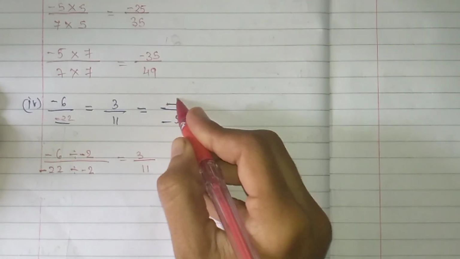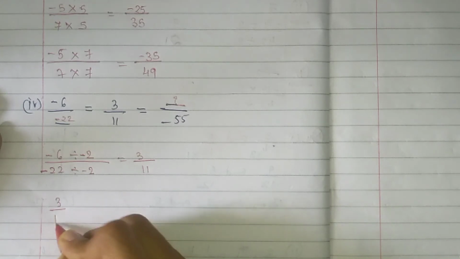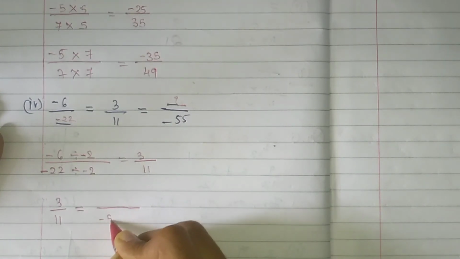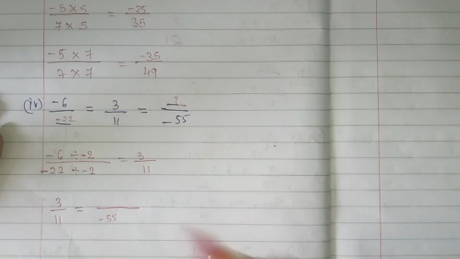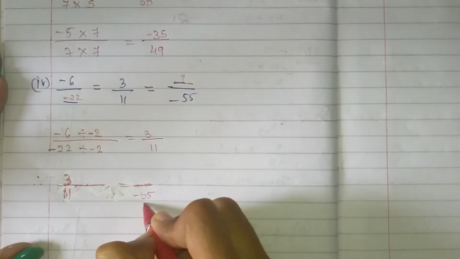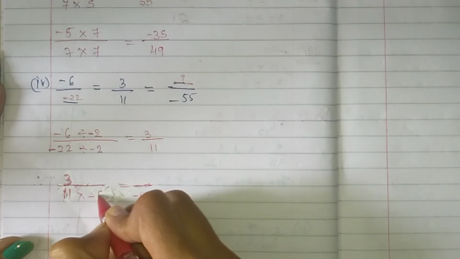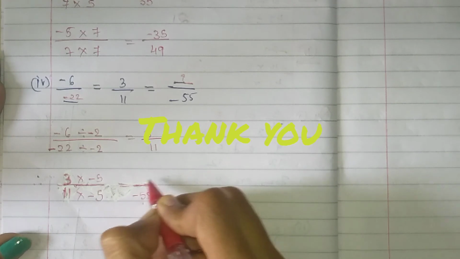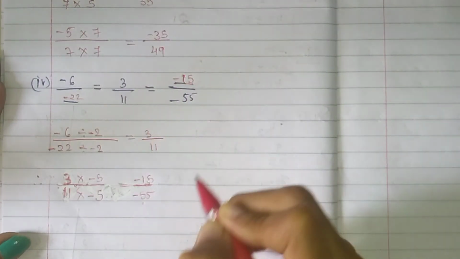Now this we have to find. Again 3 upon 11 equal to dash upon minus 55. Now 3 upon 11 is there, and the denominator should be minus 55. So if we multiply by minus 5, 11 into minus 5 is equal to minus 55. Now 3 into minus 5 is minus 15. So the answer is minus 15 upon minus 55.